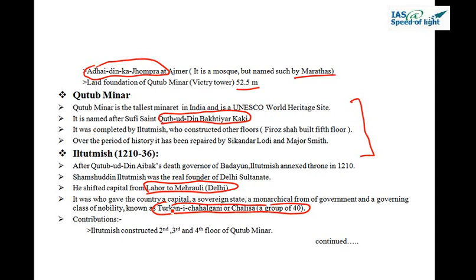When Iltutmish ascended the throne, he found himself surrounded with many problems. There were many commanders who rose in defiance against him. There were many Indian kings who were declaring their independence. And apart from this, another factor which always worried the Delhi Sultanate sultans was the rising power of the Mongols in Central Asia. During the time of Iltutmish, the Mongols were rising under Genghis Khan. They were threatening India again from the northwest.